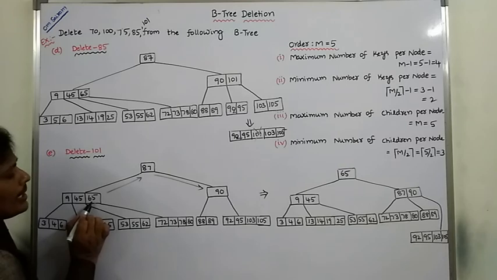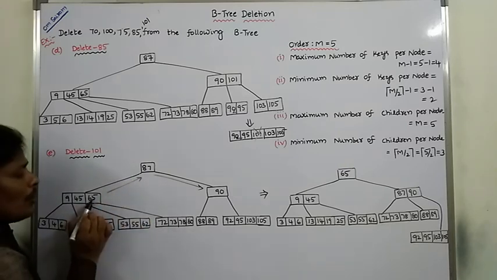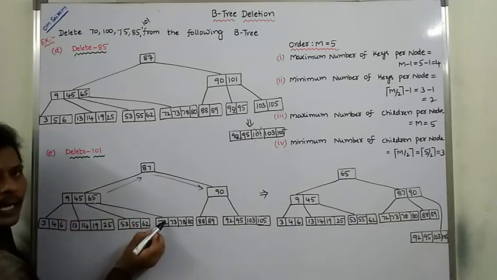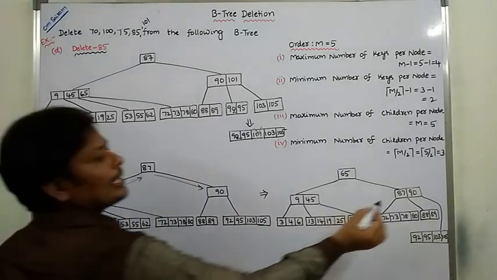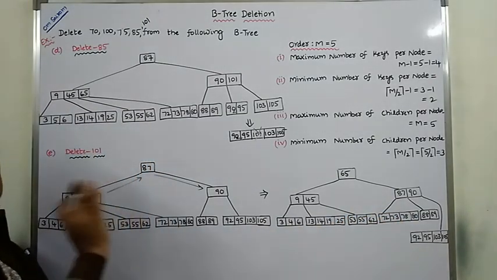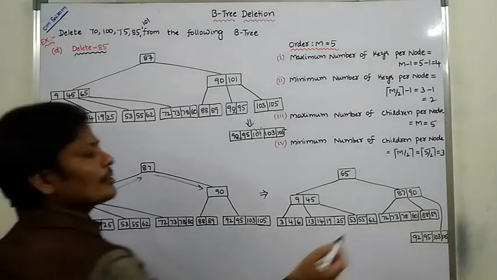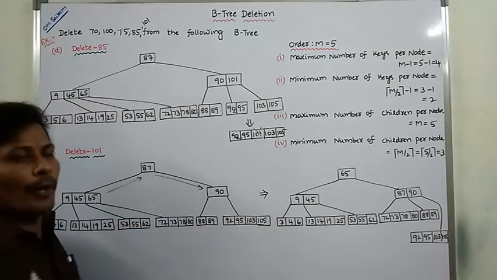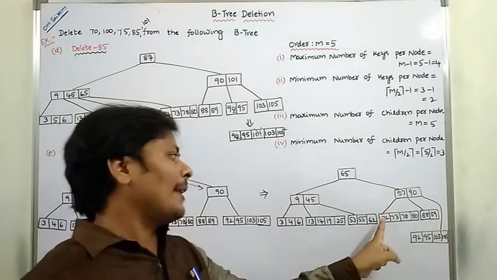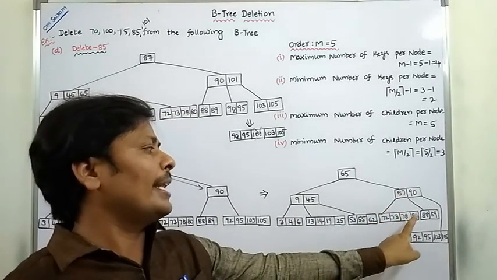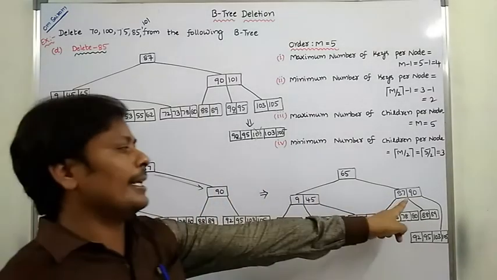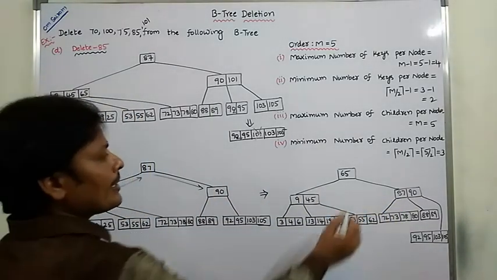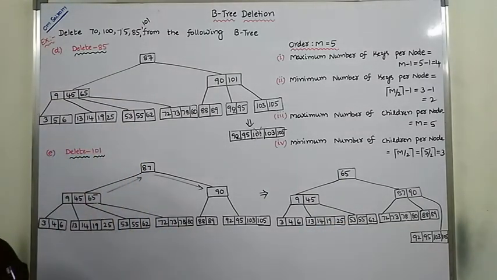Another action: here 65's right child is there, but 65 is the root node. So now 65's right child, whatever elements are there, becomes 87's left child. This is the same as a BST operation. So 87's left child is 72, 73, 78, 80. 65's right child becomes 87's left child. So this is the B tree after deleting 101.